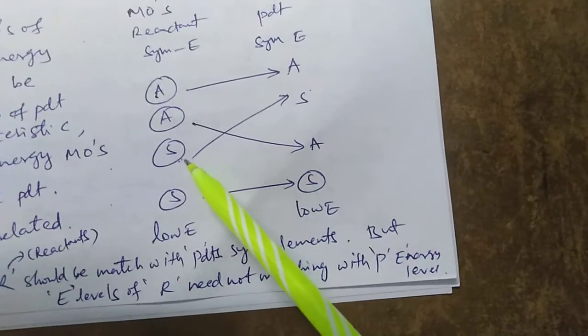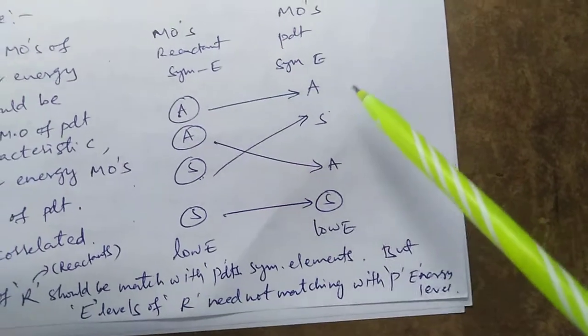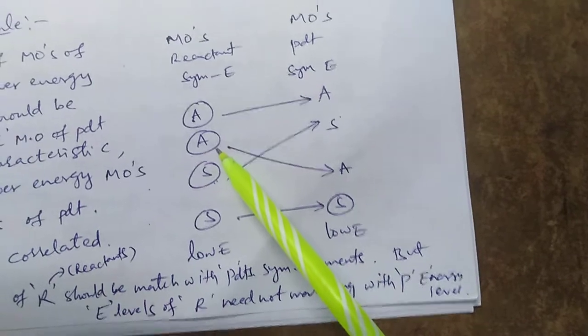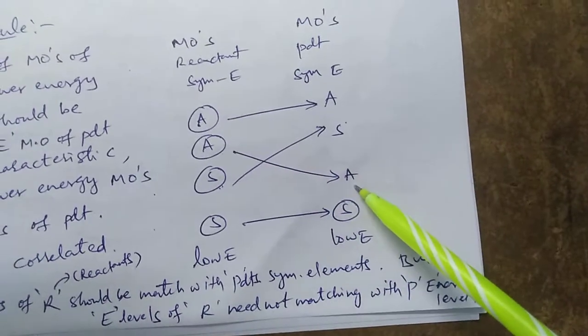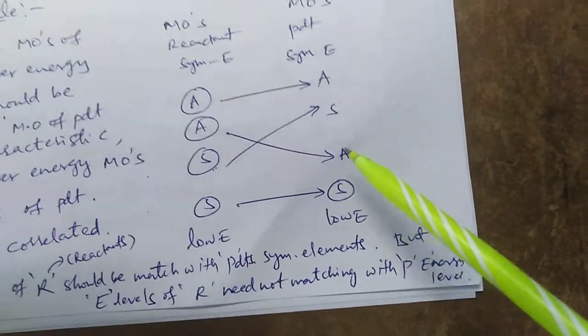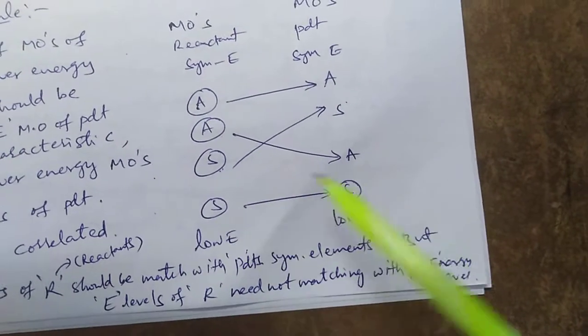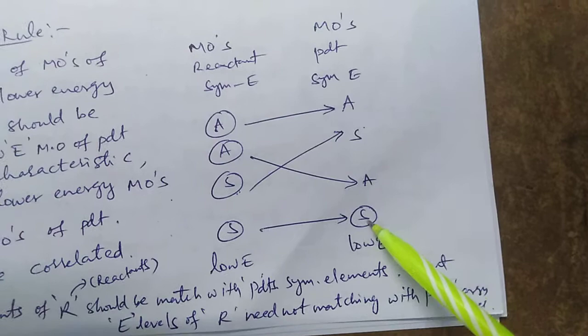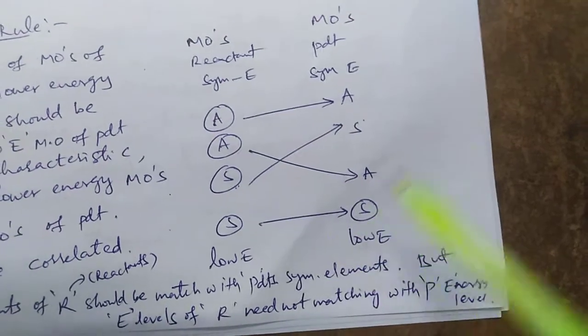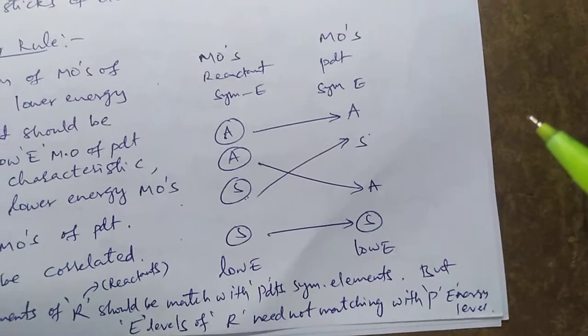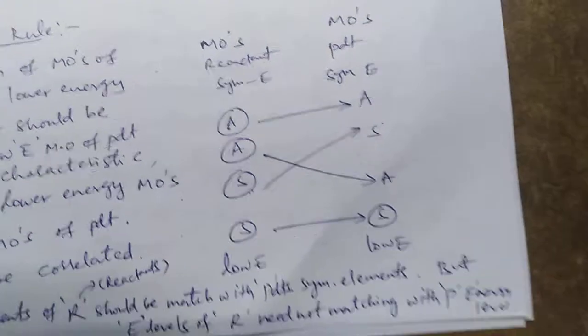The reactant molecular orbital matches with the product molecular orbital of the same symmetry element. So they have the same symmetry element in both reactants and products of the molecular orbitals.